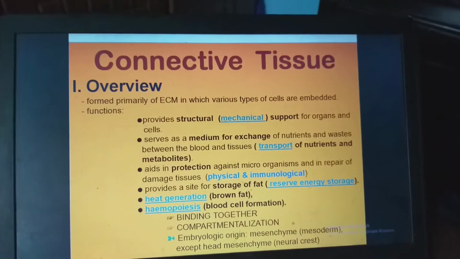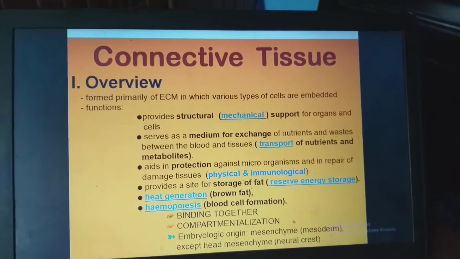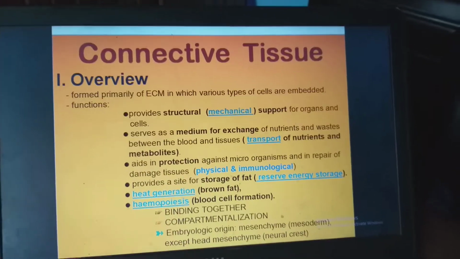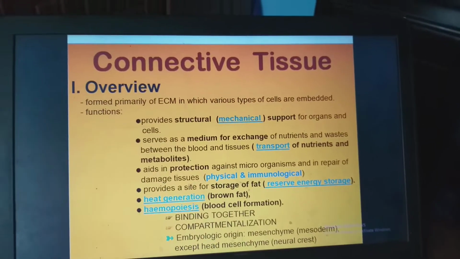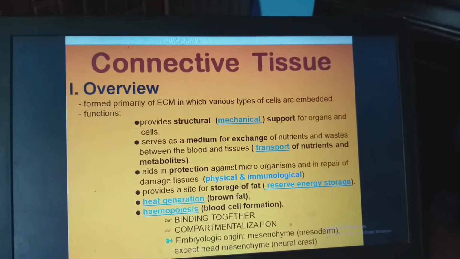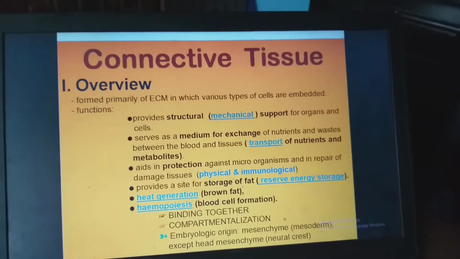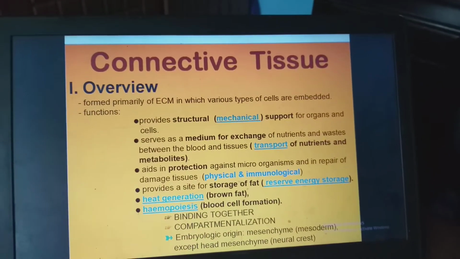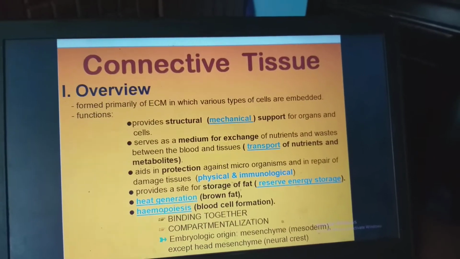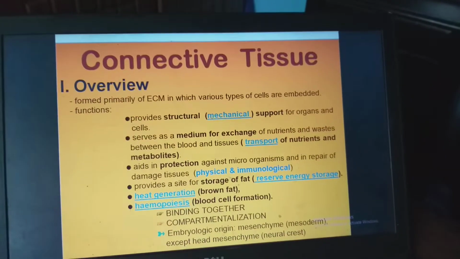This material is named the extracellular matrix. So, connective tissue is simply composed of what? Cells plus extracellular matrix. What is the main function of this connective tissue? As you understand from the term, connective means attaching together, supporting, structural supporting. The other, it serves as a medium for exchange of nutrients and the wastes between blood and the tissues, so simply we can say it is used for transport.